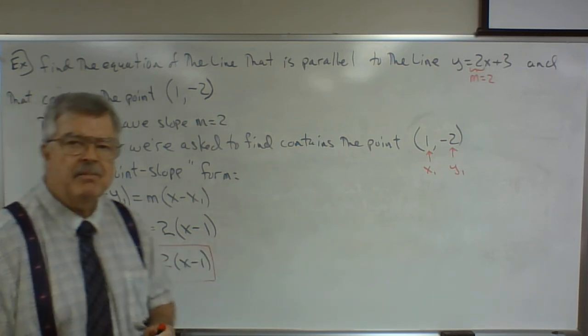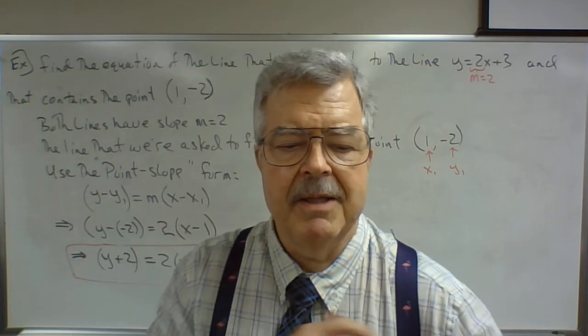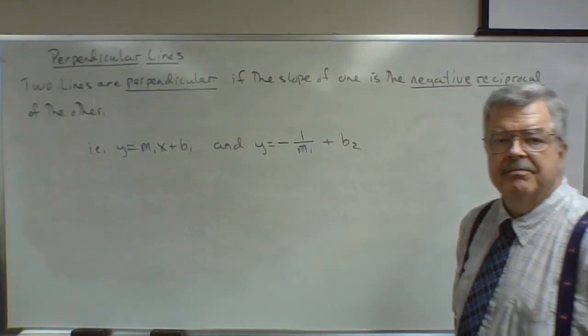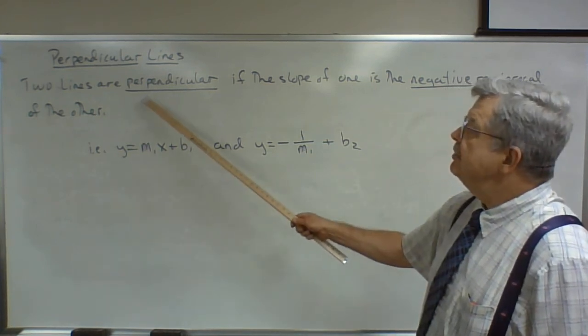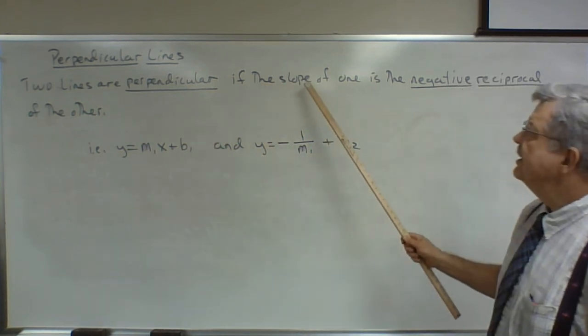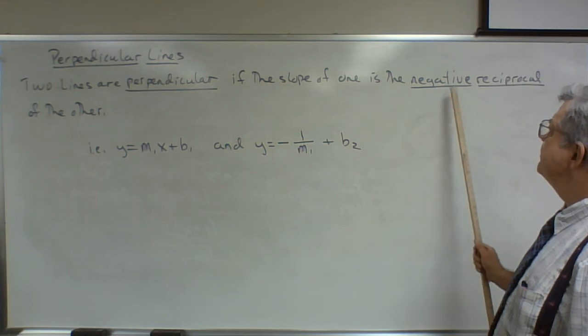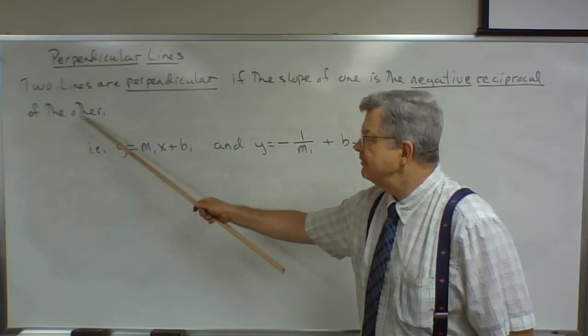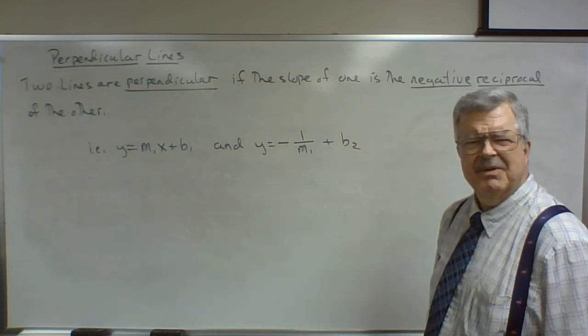One more topic and we're done, everybody. Perpendicular lines. Two lines are perpendicular if the slope of one is the negative reciprocal of the slope of the other. What?